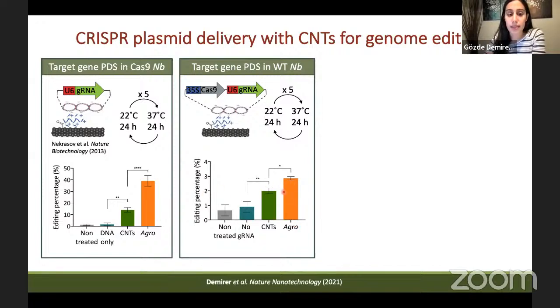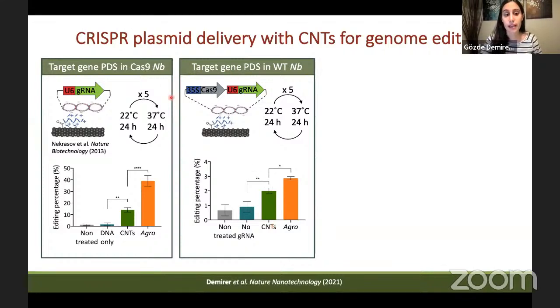These efficiencies may seem low, but this is just the editing in the leaf. So we are not selecting any edited cells. When we collect genomic DNA, we get low of wild type that is not transformed, but 2% with carbon nanotubes we think is a really nice achievement, because just to remind you, in this case with carbon nanotubes, it's a completely transient expression of the Cas9 and guide RNA.